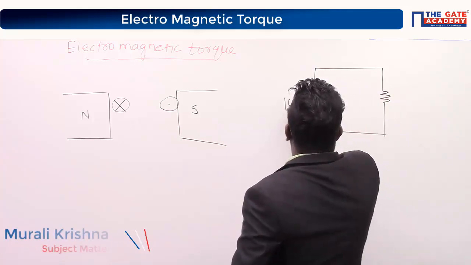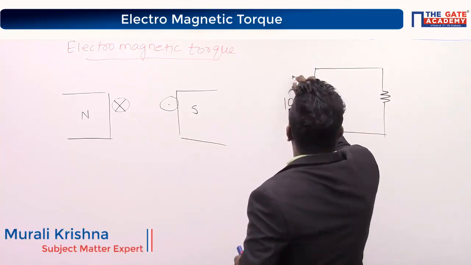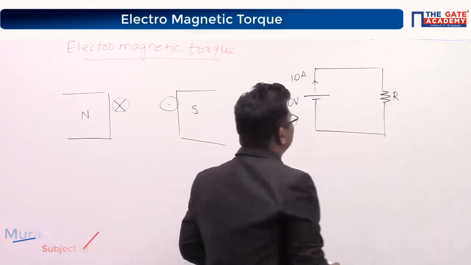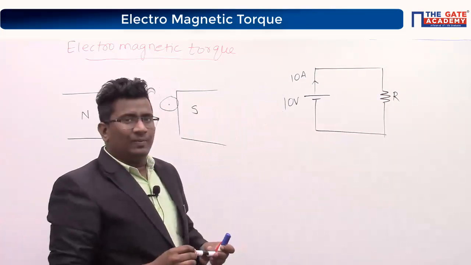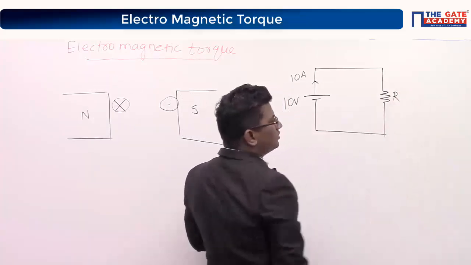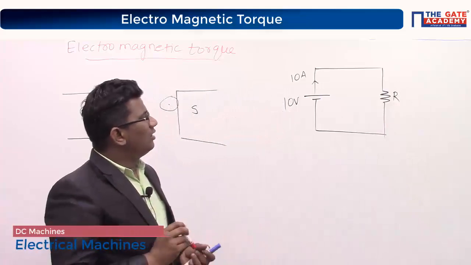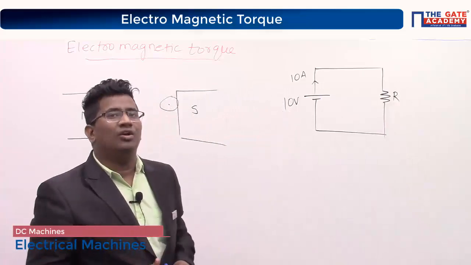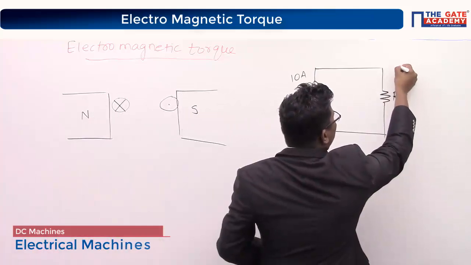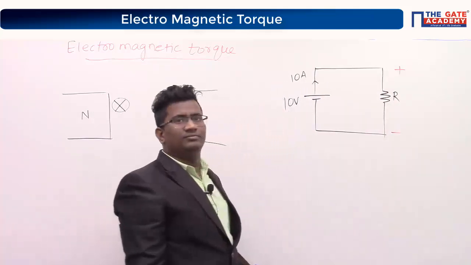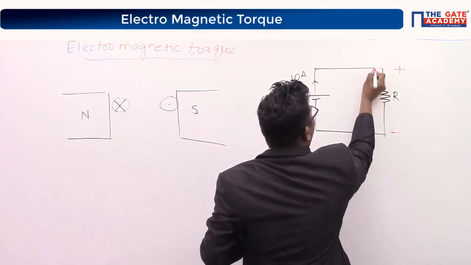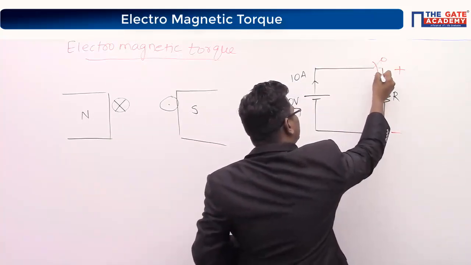Let us say 10 volts, 10 amperes. Let us say some load resistance R is there. Tell me, what is the voltage polarity across this load? The voltage polarity across the load is plus or minus only, right? This is my load resistance, right? Otherwise I will put a switch. Then you close the switch. Now it is clear.